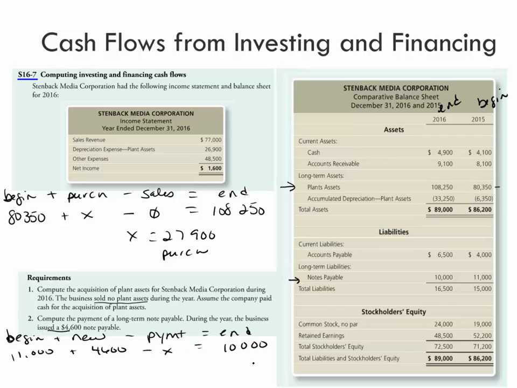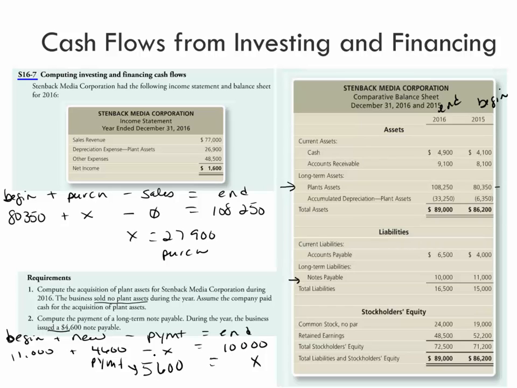So I will add x to both sides, so my x becomes positive, and swing that 10,000 over there. So I'll have 11,000 plus 4,600 minus the 10,000, which will give me 5,600. That must be my payment on the notes payable. So that's just a couple of them.